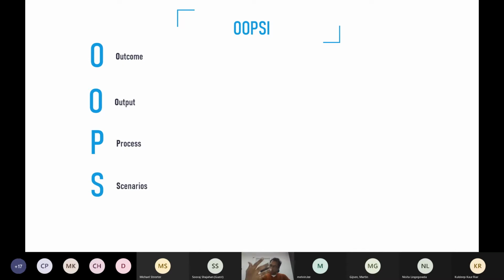Then once the process is defined, it's easy to define all the scenarios, because you will have your process flow diagram. Then you can define scenarios. So look at the process and say, okay, now what happens if it comes to this process? What is the output? So you define a scenario for it.